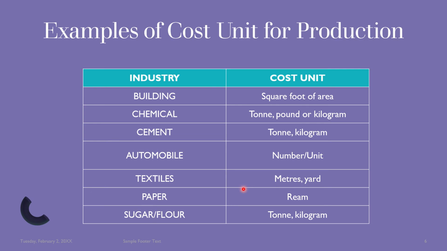For example, the cost unit for building is square foot of area. The cost unit for chemical is ton, pound, or kilogram. The cost unit for cement is ton or kilogram. The cost unit for automobile is number or unit. The cost unit for textile is meter or yard. The cost unit for paper is ream. And the cost unit for either sugar or flour is ton or kilogram.